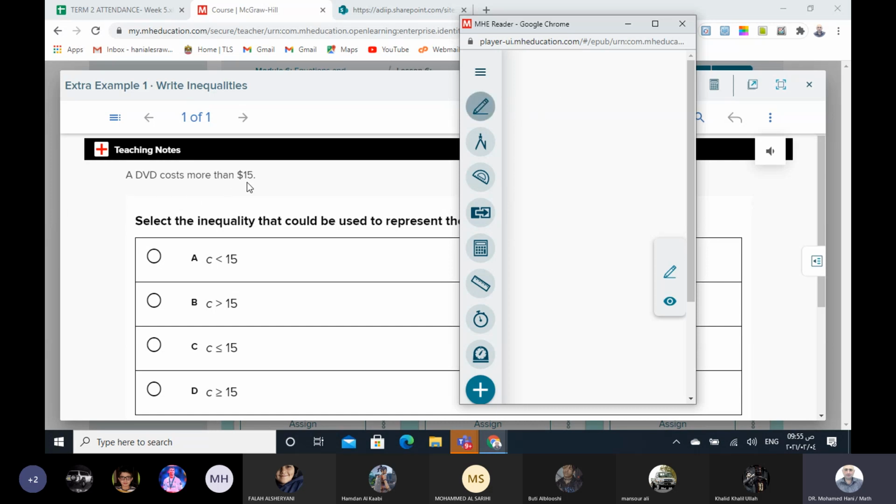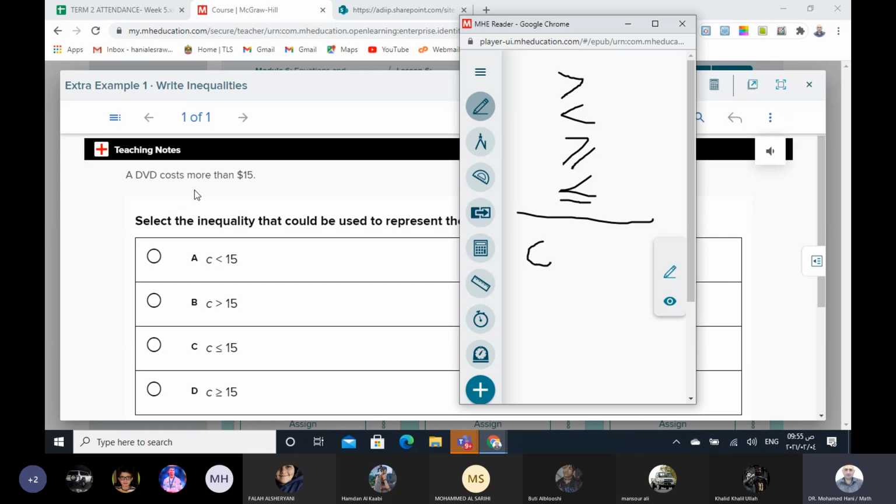A DVD costs more than 15. Here we have 4 kinds of signs: more than, or less than, or more than or equal, or less than or equal. We want to use the 4 signs in this lesson. So the question here: a DVD costs more than 15. We don't know the cost of the DVD, so choose any variable here, for example, C.